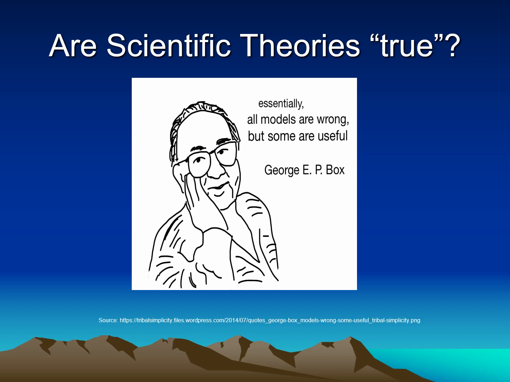Just some quick background here. Box was actually a statistician, and so the models that Box was talking about actually are statistical models. But a lot of scientists picked up on Box's ideas and applied this quote to the process of science, not just to statistics. So what do you think it can mean to say that all scientific models are wrong, but some are useful?